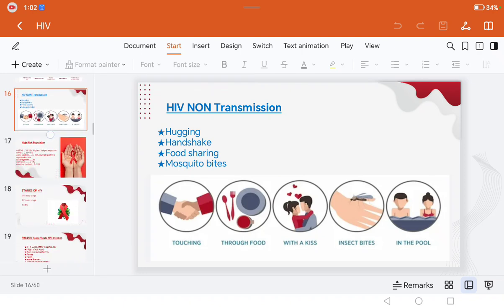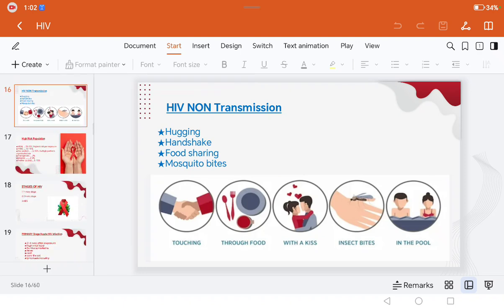Then the modes of non-transmission, which must be known by public health professionals, these are hugging, handshake, food sharing, and mosquito bites. These do not transmit the HIV virus.